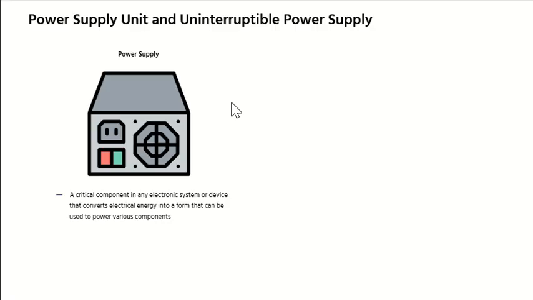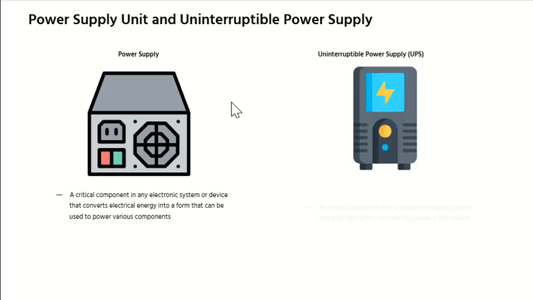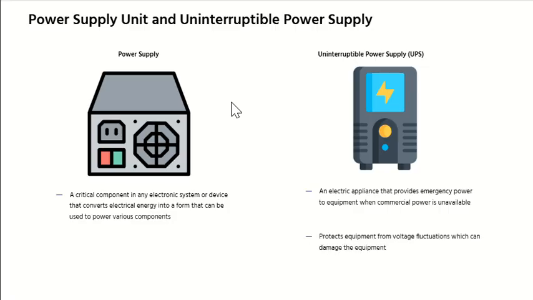When there is an interruption in the commercial power supply to the building, the power supply to critical devices must remain uninterrupted. Uninterruptible power supply is an electric appliance that provides emergency power to equipment when commercial power is unavailable. UPS also protects equipment from voltage fluctuations which can damage the equipment. A UPS appliance consists of a battery that stores charge. Whenever there is a cut in power supply, it continues to provide power to equipment.